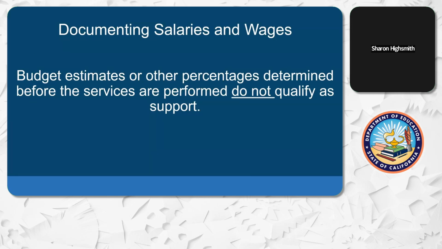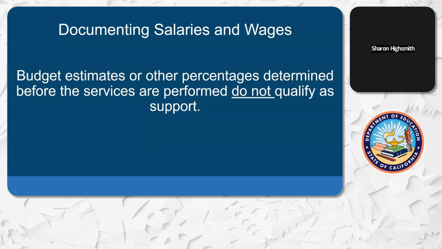Budget estimates do not reflect the actual time an employee has worked on the program. For example, at the beginning of the year, you prepare your annual budget. And if you can estimate that 75% of your expenditures are for the preschool program and 25% for the CCTR, however, you cannot distribute personnel expenses based on those estimates. Personnel expenses must be based on actual time worked.